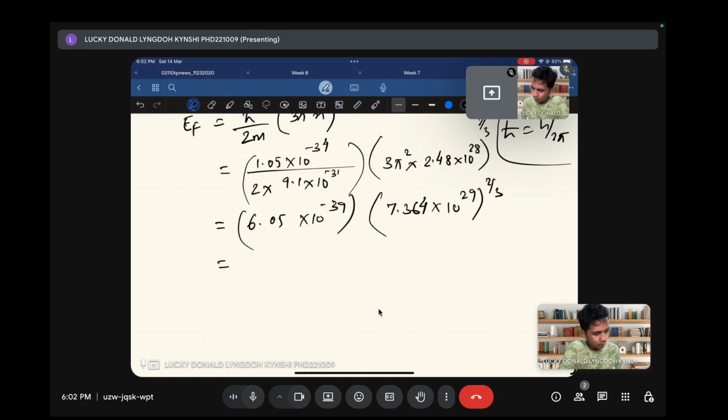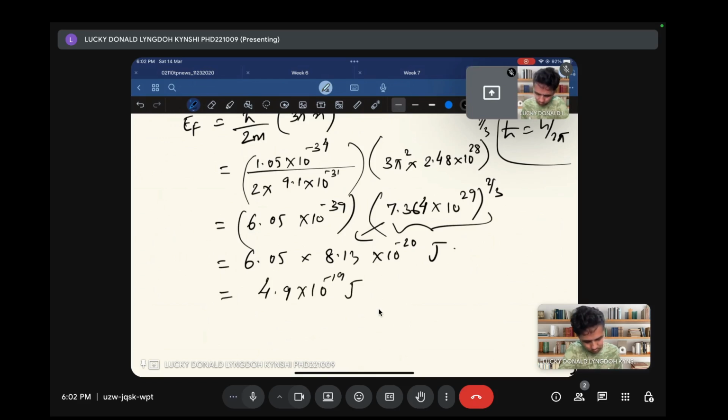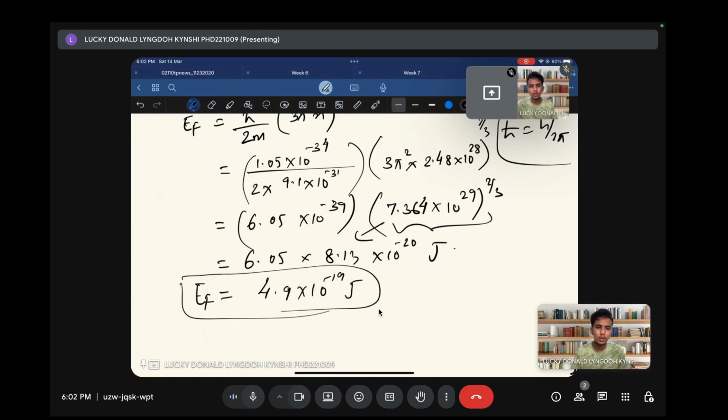Now what happens is that you again take the power of the second term, so we get 6.05 into 10 to the power minus 39. So you can write directly now 6.05 into 8.13, because this comes from the second term, into 10 to the power minus 20. What is the unit of this? This should be joules, because this is in terms of SI unit. So we get 4.9 into 10 to the power minus 19 joule. This is your EF, that is your Fermi energy.